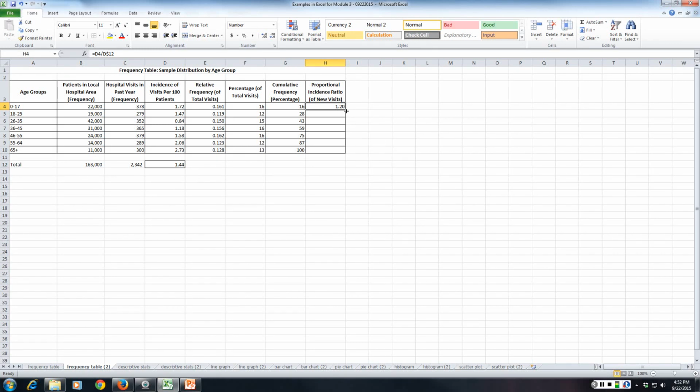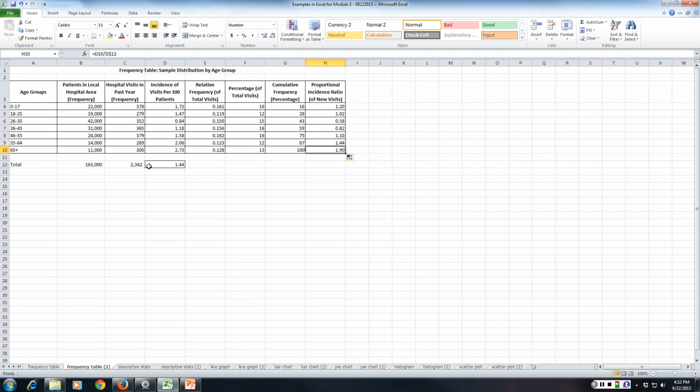And that kind of makes sense, right? Kids, especially little kids, go to the hospital more often on average. So let's copy this formula down. And so you can see the mean incidence ratio decreases until you get to age 26 to 35. And then as people start getting older, it increases, because as people age, after a certain point, they tend to have more hospital visits than average.